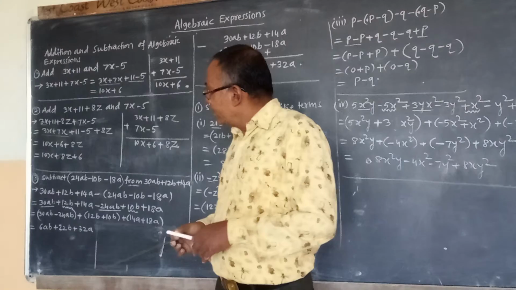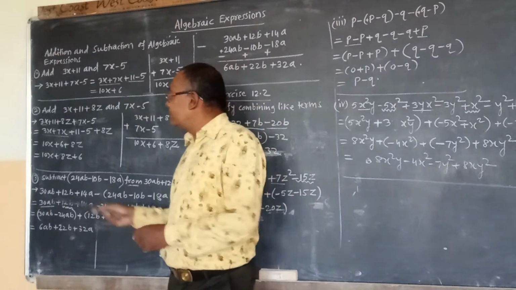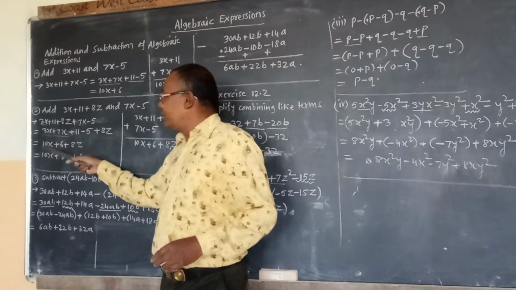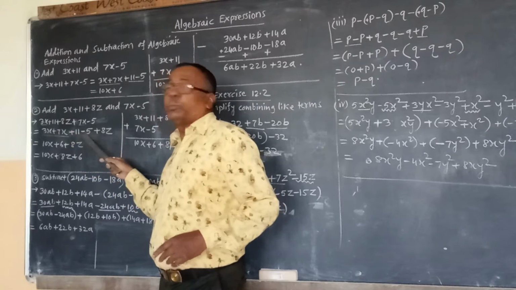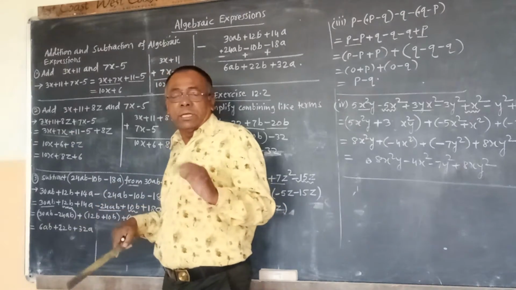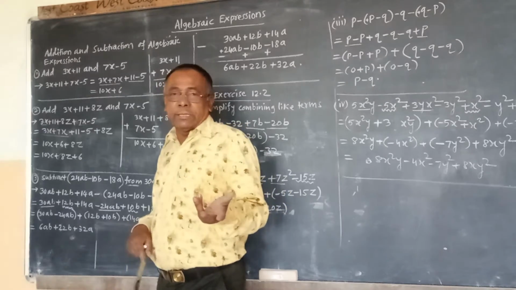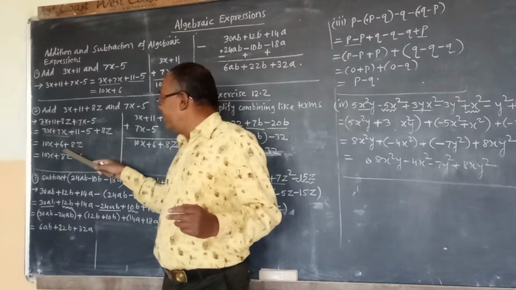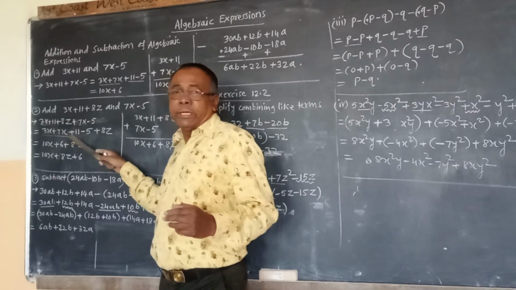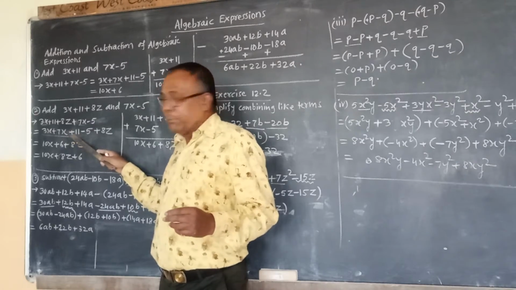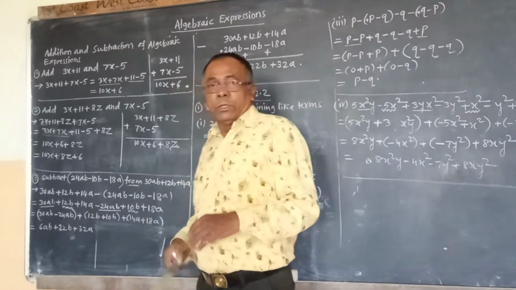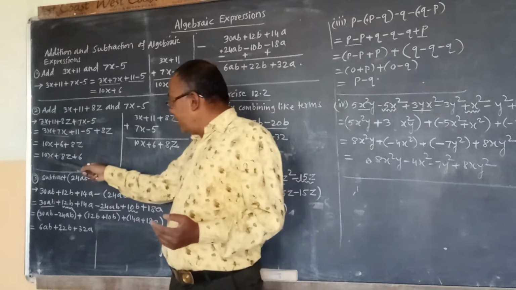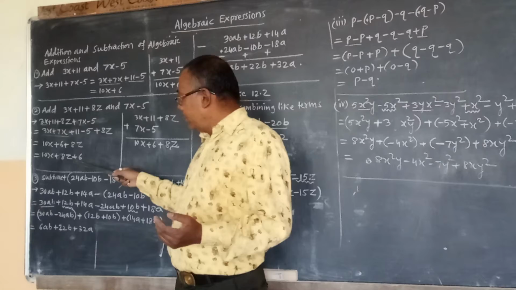Now 3x plus 7x, 3 plus 7, is 10x. Then plus 11 and minus 5 have unlike signs, so we will subtract them. So 11 minus 5 is 6, and give the sign of the greater number, that is plus 6, and plus 8z as it is. So our answer we can write as 10x plus 8z plus 6.